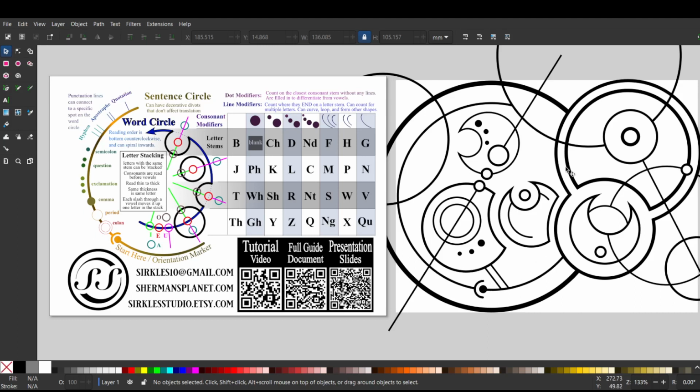So this is our first sentence circle. We have 3 words in this sentence circle, and then our next sentence circle is around here, and they don't have to be complete sentences within sentence circles. It's just so you can tell the word order. So we have bottom counterclockwise in this sentence, and then bottom counterclockwise for the letters in this word.